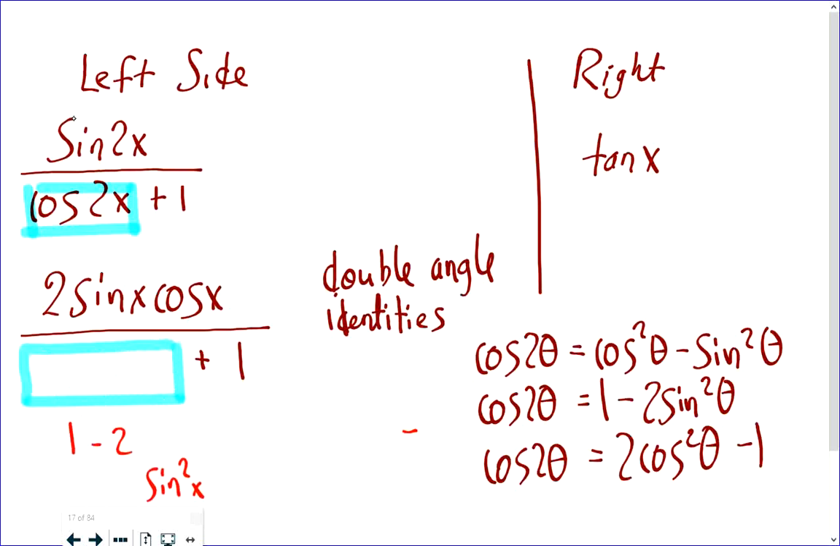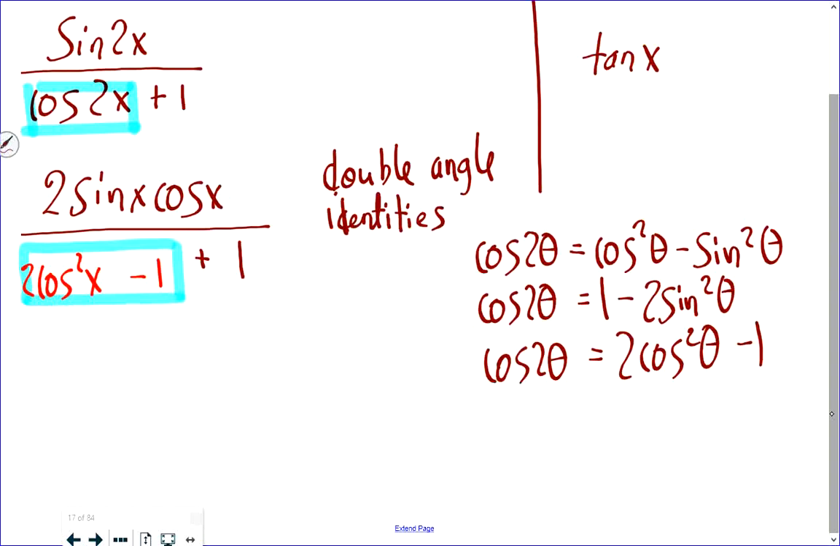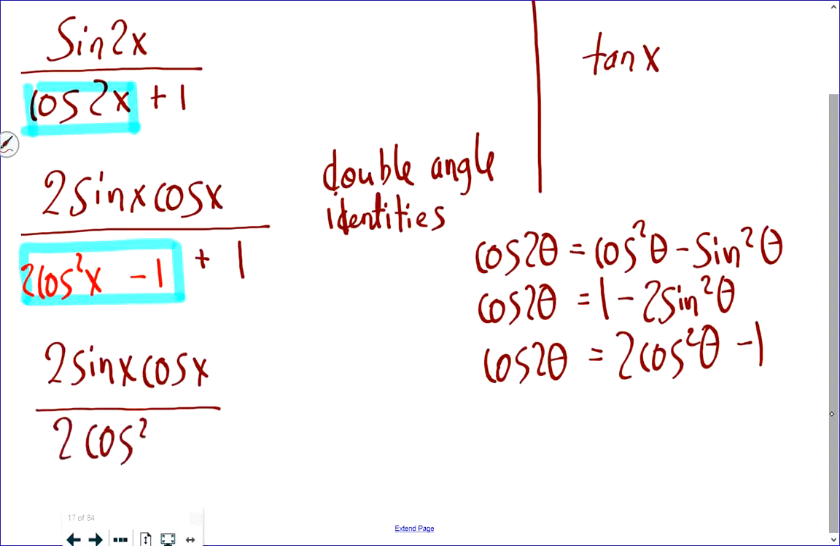It's less work if we just put in 2 cos squared of x minus 1. Why? Because minus 1 plus 1 is nothing. And all we're left with on the bottom, and this is absolutely crucial, all we're left with on the bottom is a single term, which means everything on the bottom is a factor. 2 is a factor. Cos is a factor. Cos is a factor again.